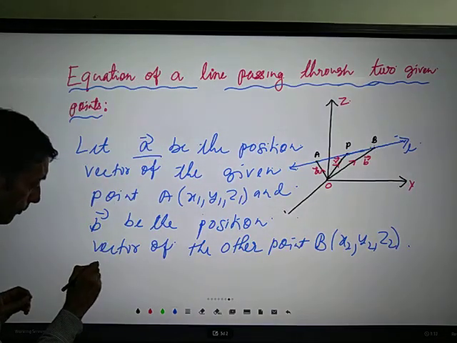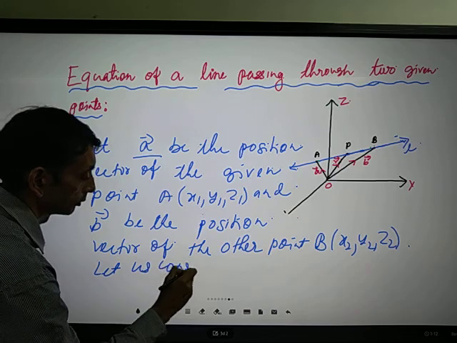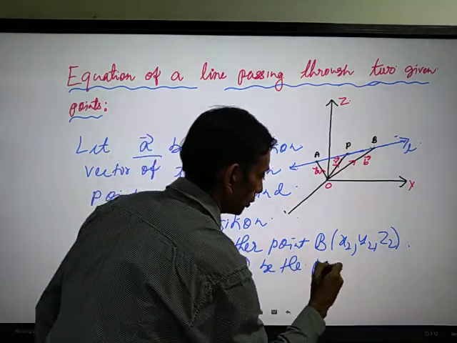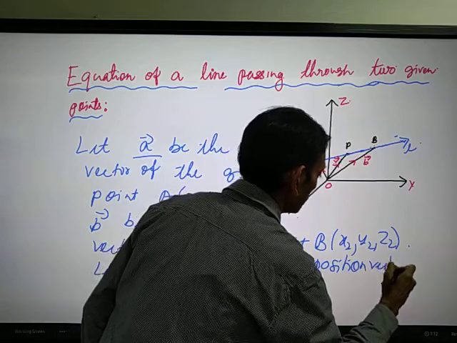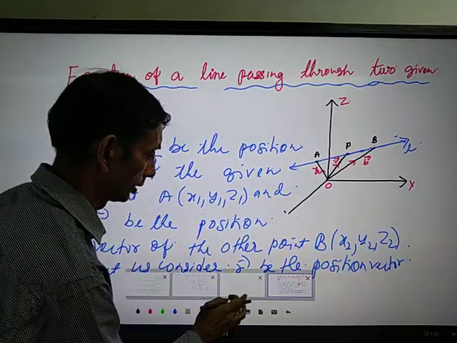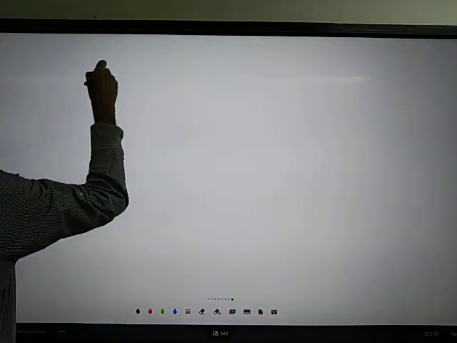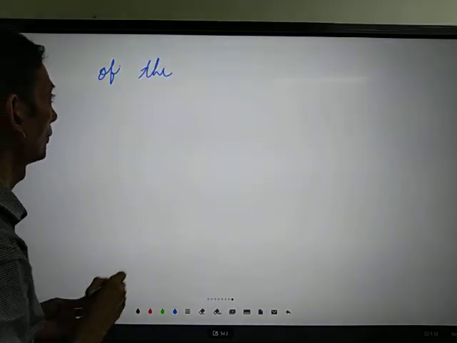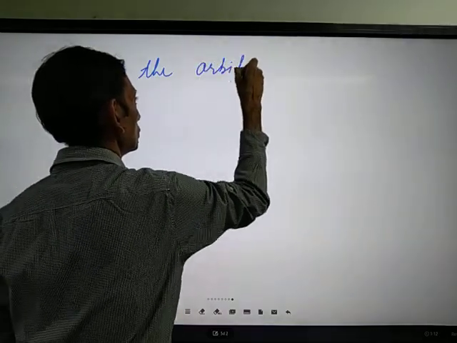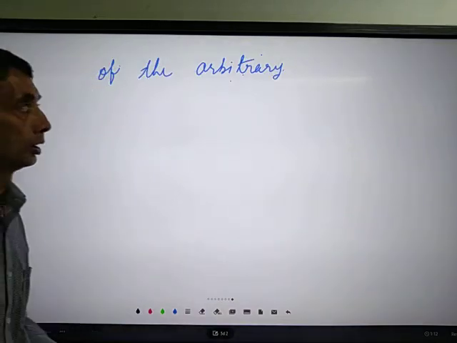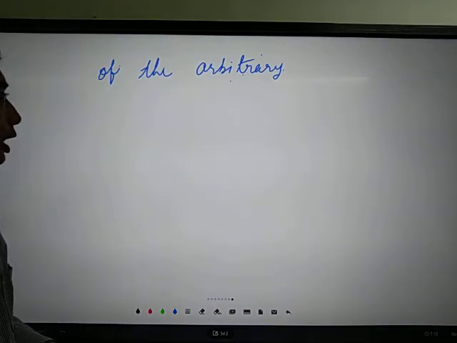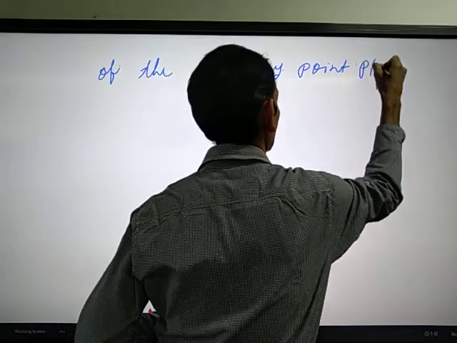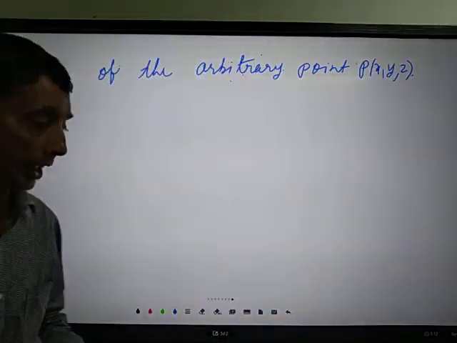Now, let us consider R be the position vector of the arbitrary point P. So let's take the coordinates of P as x, y, z.